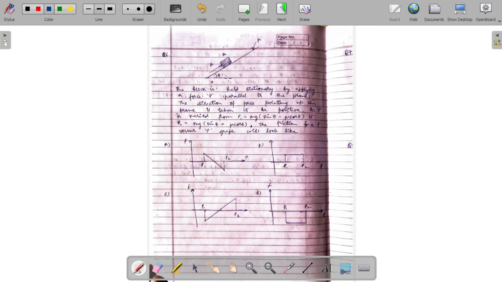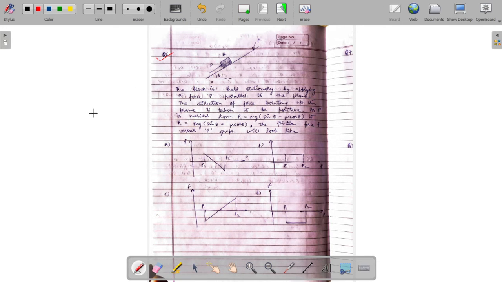Welcome everyone to this lecture on the chapter of laws of motion. So we were discussing questions on the topic of friction. So let us continue. The first question which we are going to do is question number 6.